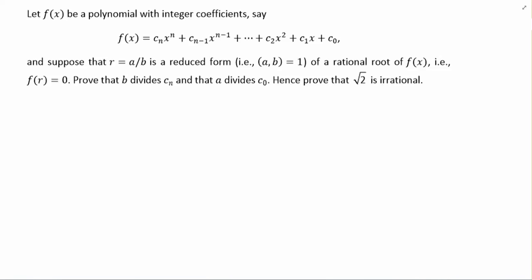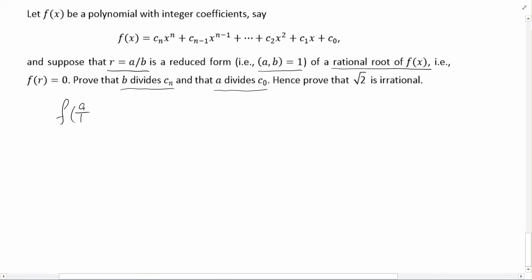In this question, you're asked to show that if r is a rational root of f(x) and a, b are relatively prime, then b must divide Cn and a must divide C naught. Okay, so first of all, we should try to put a divided by b into the function.